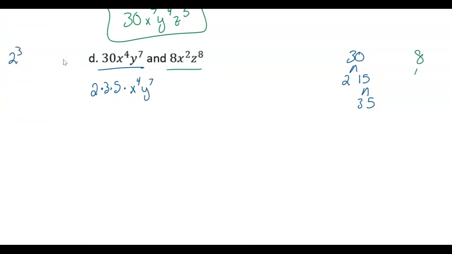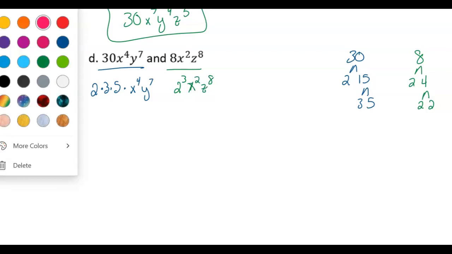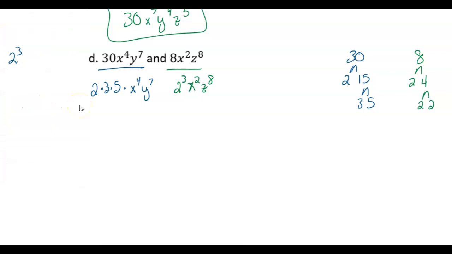Okay, let's do the exact same thing with the 8. I'm just going to use the space over here. And if you are like, man, I know 8 is 2 cubed, awesome. Don't do the factor tree then. Just write it down as 2 cubed. Okay, so we have x squared, z to the 8th. Okay, so you're picking each factor, you're comparing it, and you're choosing the highest amount of each one.